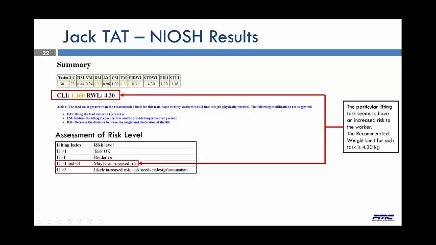What we're going to look at, you can see the different weight limits, different loads, and how they're rated. Task is okay. Task is borderline. Task might have an increased risk. Likely increased risk. Task needs to be redesigned or automation is put into place. The particular lifting task seems to have an increased risk to the worker. The recommended weight limit for such a task is 4.3 kilograms. So we go back and we look at that package and see how we can lower that.